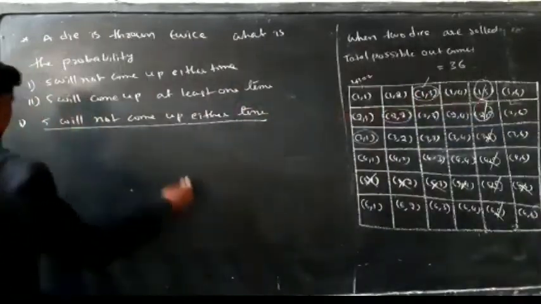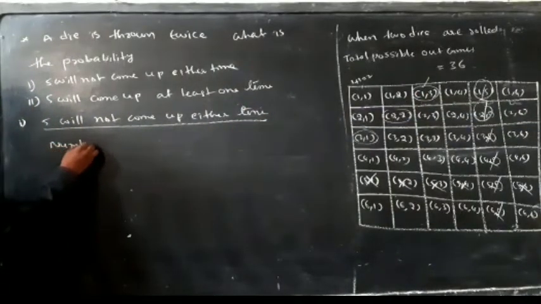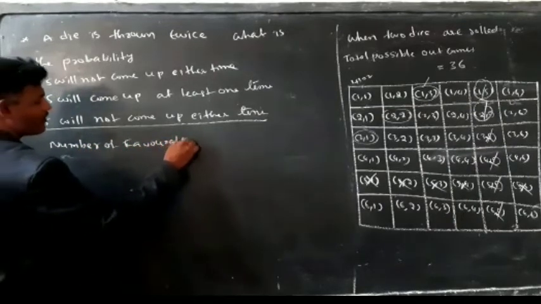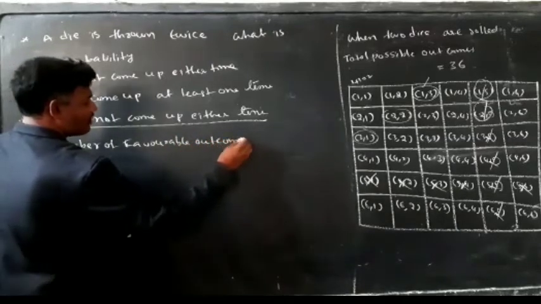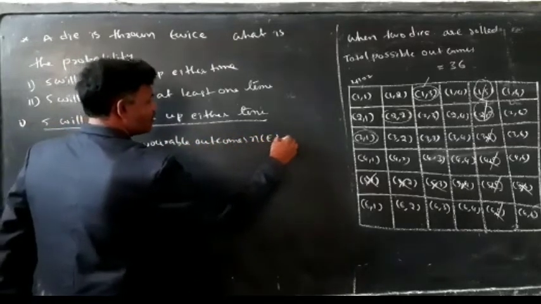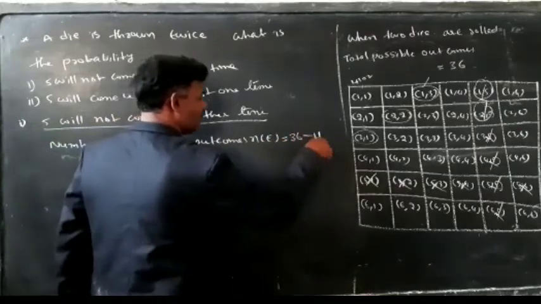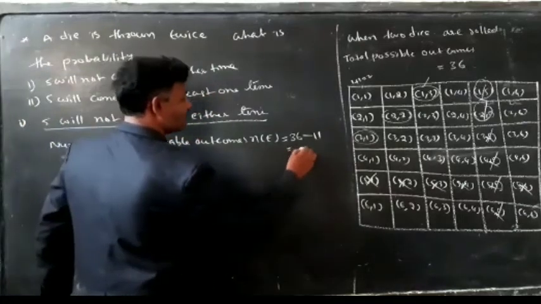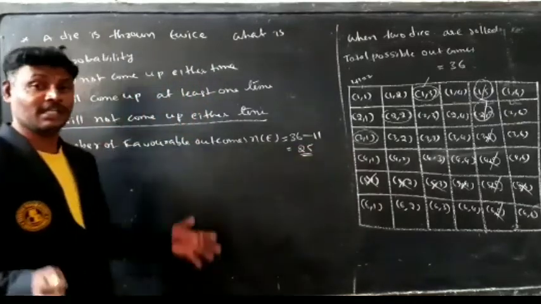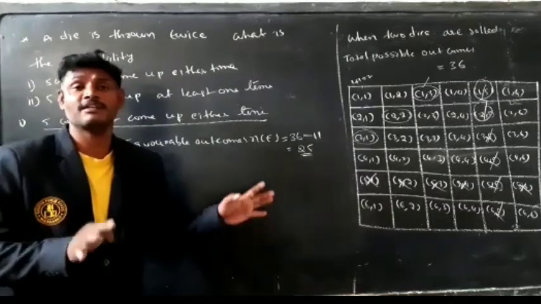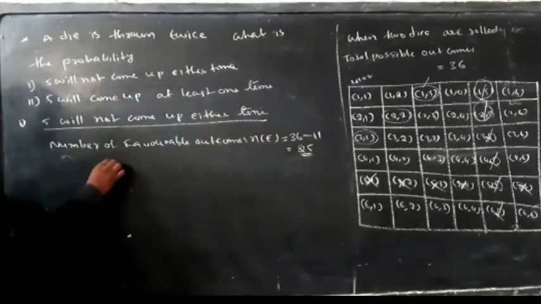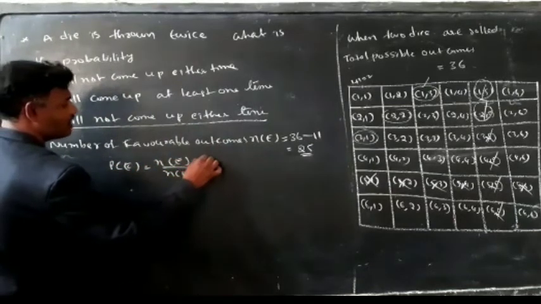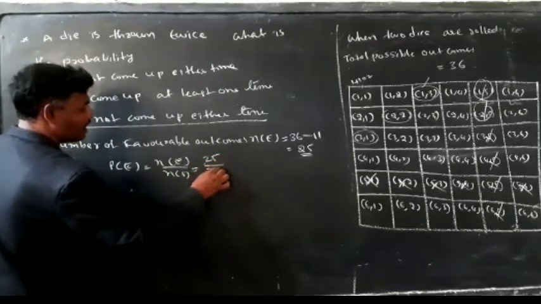It means the number of favorable outcomes, n of E, is equal to... From the 36, 11 pairs are removed. Why? Because 11 pairs are showing 5. 36 minus 11 is equal to 25. So from the 36 pairs, 25 pairs are not giving 5. P of E is equal to n of E by n of S, is equal to 25 by 36.